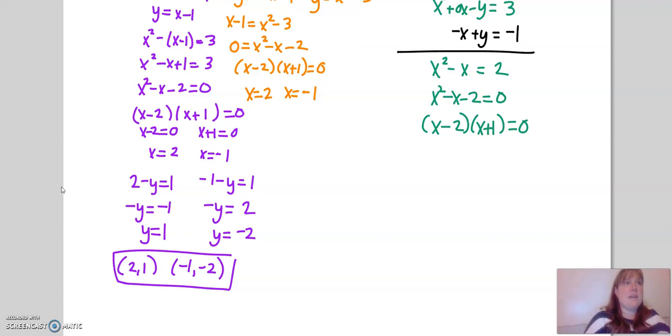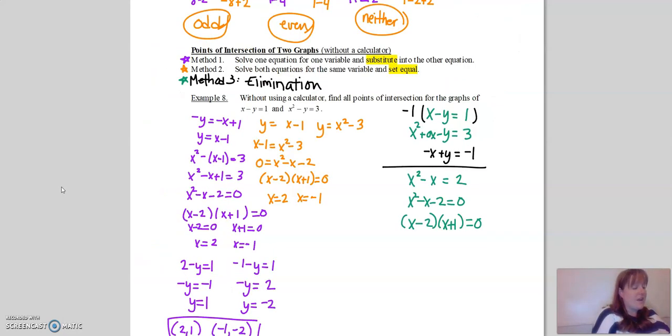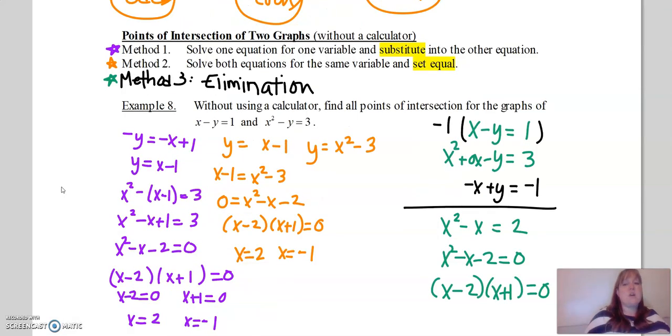Some of the times you can't do substitution or like setting equal, because if you had x squared and a y squared, it's going to be really, really challenging to solve for x or y. So that's where elimination comes in handy, because if you have like x squared and y squared in the same ones, you can eliminate them so much better. So there you go. Those are our 3 methods for finding intersections of 2 graphs without a calculator. And again, this is actually a very important skill to have.